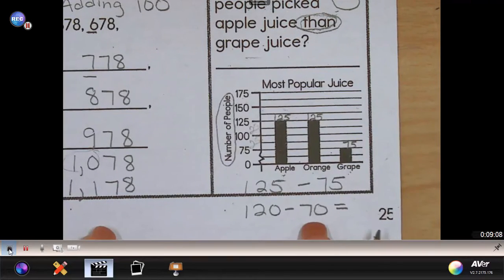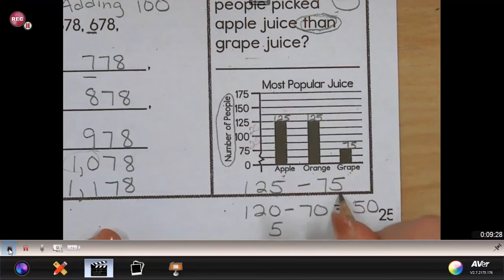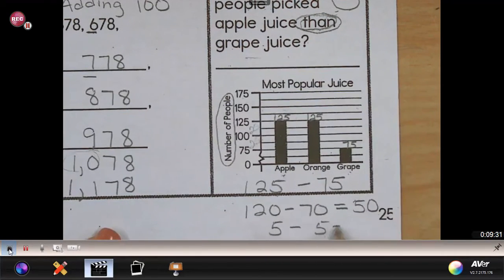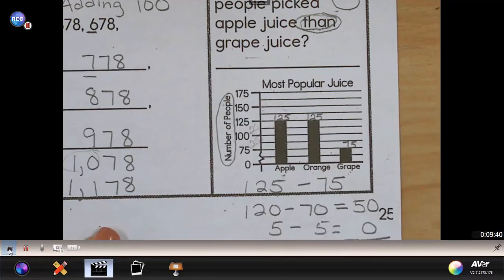What comes after 70? 80. After that would be 2 tens, which would be 90. 3 tens would make 100. 4 tens would make 110. And 5 tens, which is 50, would make 120. So there's a difference of 50 here, and of course 5 here, and we're subtracting 5 from there would give us a difference of 0. So there is a difference of 50 more people liking apple juice than the grape juice.